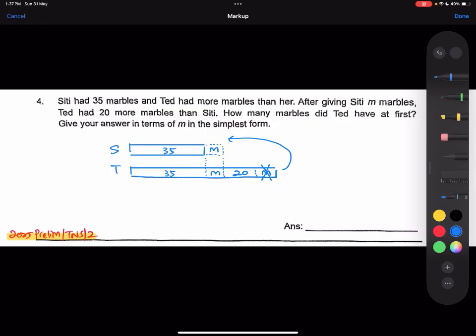Alright, so what's the question asking for? How many marbles did Ted have at first? Ted at first. Do we count in the M that's been crossed out? Yes, we do. This is what Ted had at first before giving to Siti. Alright, so our answer should be 35 plus M plus 20 plus M. This is what Ted had at first. Okay, we should work out to 55 plus 2M. Okay, this is our answer, 55 plus 2M.